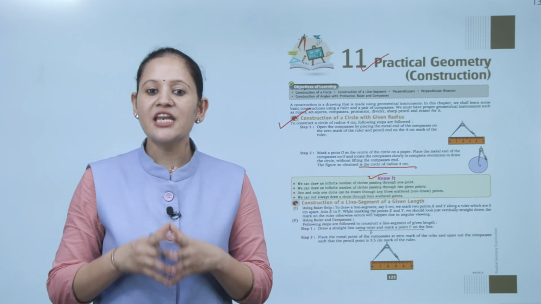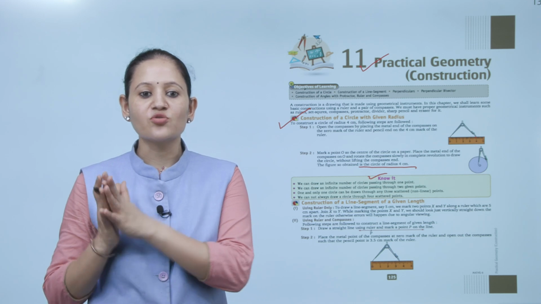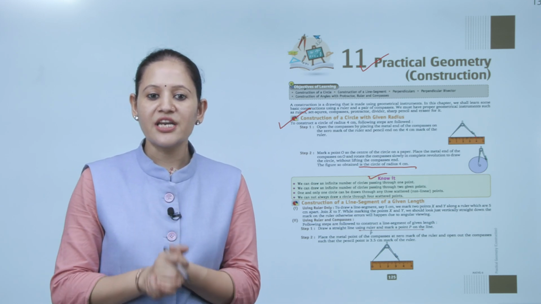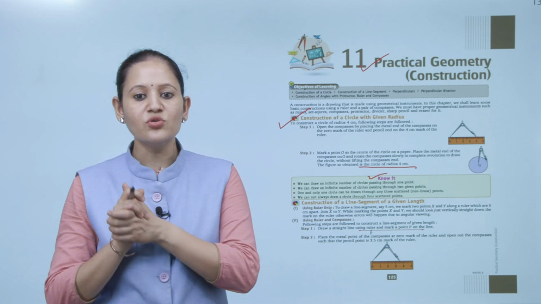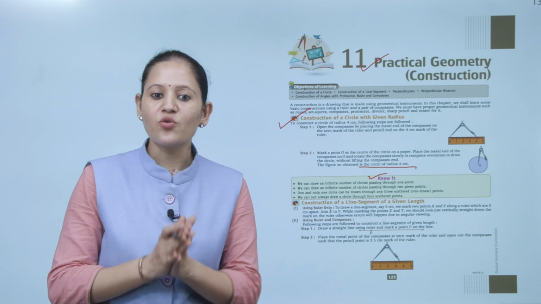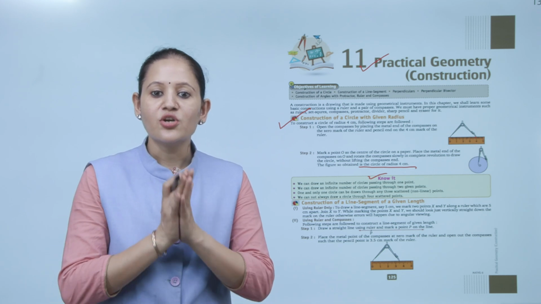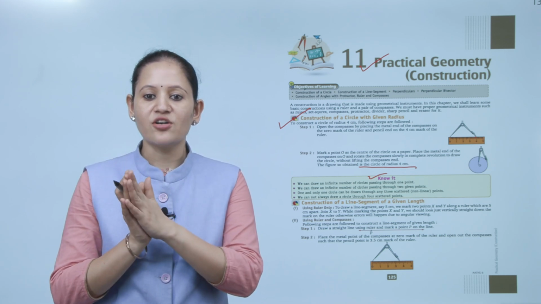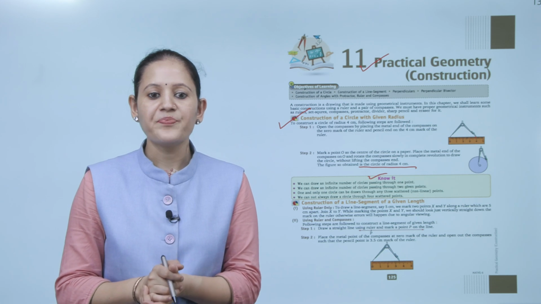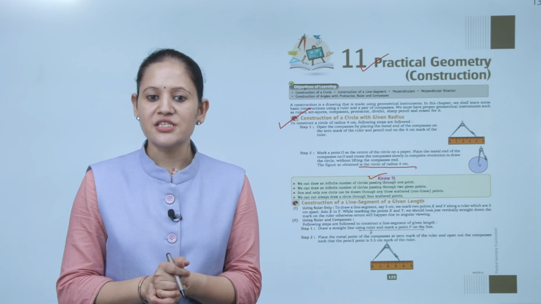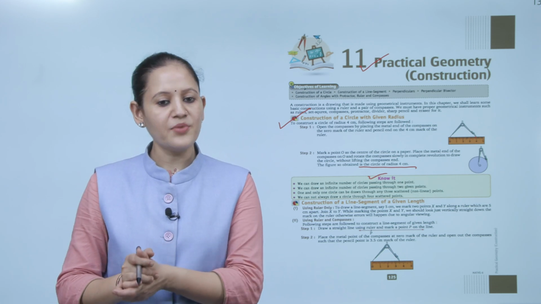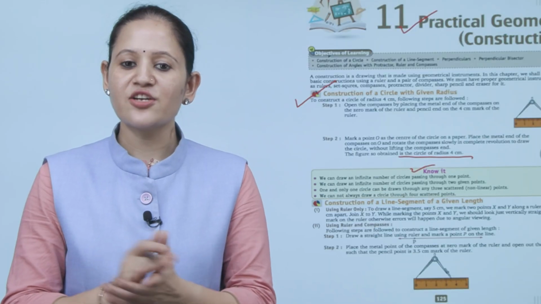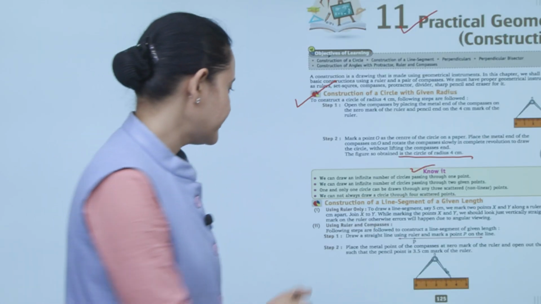We can draw an infinite number of circles passing through one point. We can draw an infinite number of circles passing through two given points. One and only one circle can be drawn through any three scattered or non-linear points. We cannot always draw a circle through 4 scattered points. Clear? Next is construction of line segment of given length.